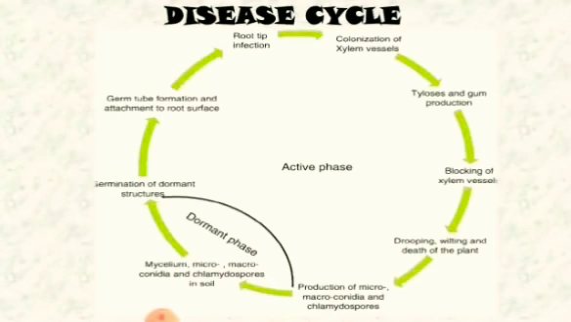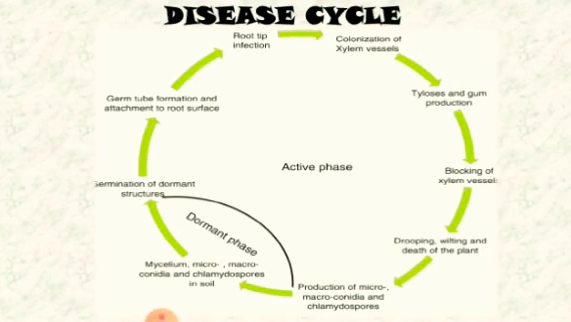Now the main part has come, that is the disease cycle. First of all, there will be dormancy, that is, they will overwinter in the debris, in the soil. So they can be in the form of mycelium, either microconidia or macroconidia, or maybe in the form of chlamydospores. When favorable conditions arise, they will germinate, form the germ tube, and start the infection. They will infect the root tips and colonize the xylem vessels.